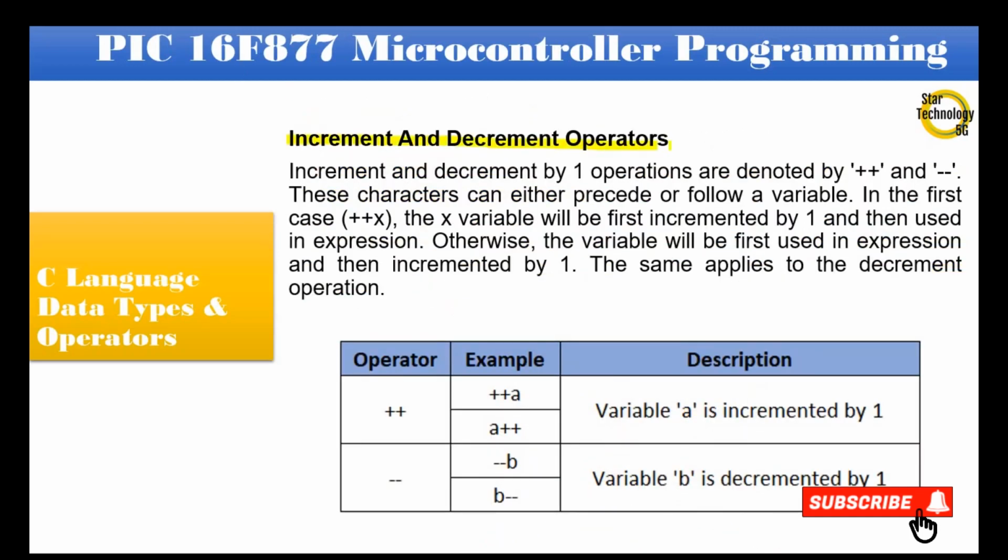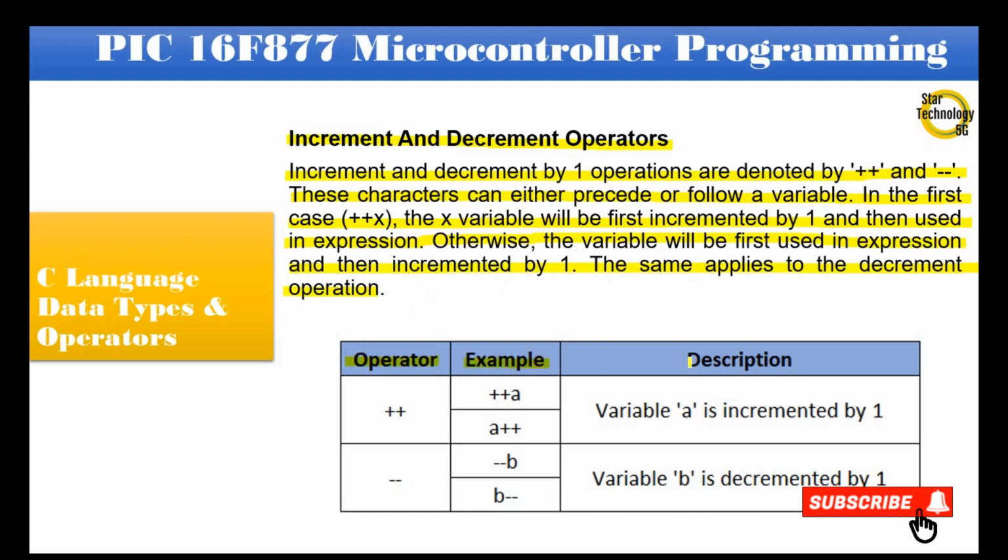Increment and decrement operators. Increment and decrement by 1 operations are denoted by plus plus and minus minus. These characters can either precede or follow a variable. In the first case, ++x, the x variable will first be incremented by 1 and then used in the expression. Otherwise, the variable will first be used in the expression and then incremented by 1. The same applies to the decrement operation.